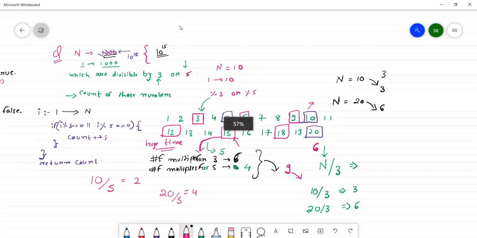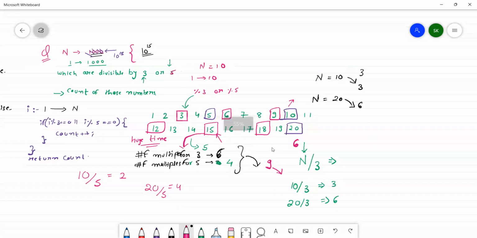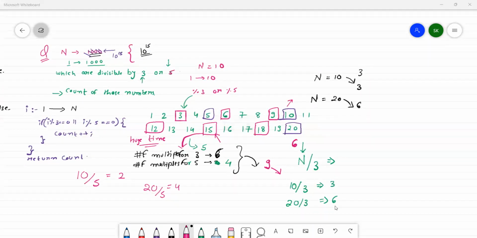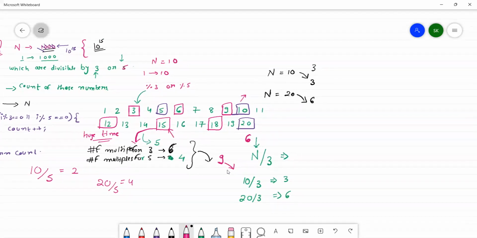But the problem again remains. You got the number of multiples for 3 as 6 for 20. You got the number of multiples for 5 for 20 as 4. And at the end, when you add them up, you will get 10. But your answer should be 9. Is everyone able to get this? Now you need to think of that particular issue and tell me how we can resolve it.